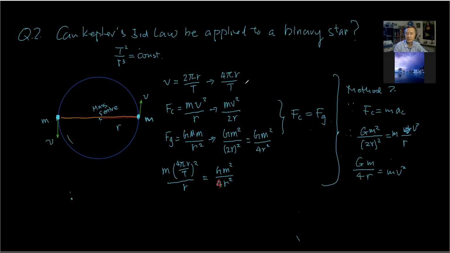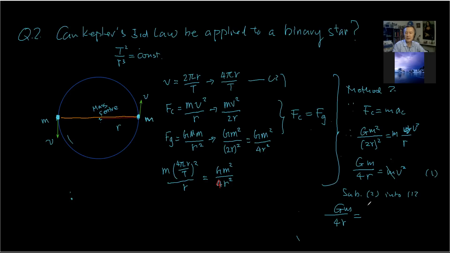Okay. So you can even substitute this equation. This is equation 1, this is equation 2. Can we just substitute 2 into 1? Is that quicker? You see the GM over 4R. This M has cancelled. We have cancelled one of the M, right?